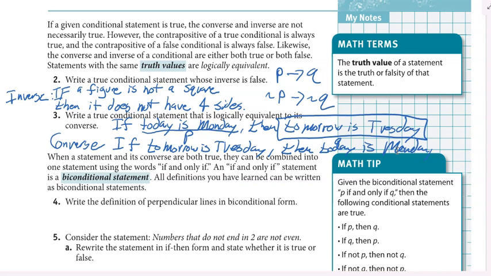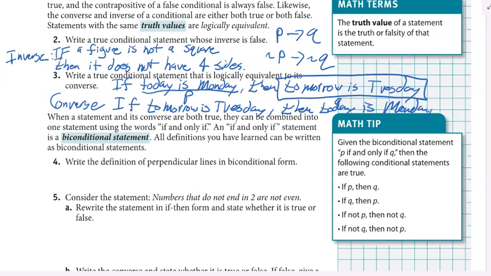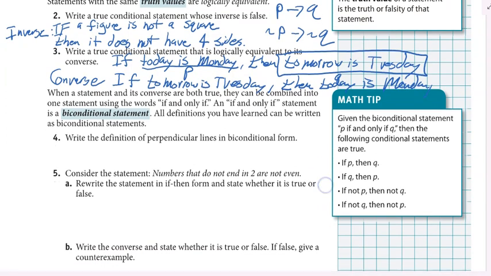They are logically equivalent. All right, for our new vocabulary word, biconditional statement, it's just any statement where the original statement and the converse are both true is considered a biconditional statement. So the example we just did on number 3, if today is Monday, then tomorrow is Tuesday, that was true. The converse, if tomorrow is Tuesday, then today is Monday, is also true. That is a biconditional statement.